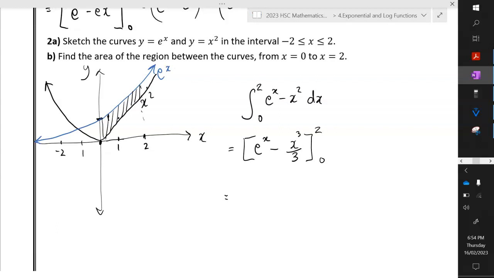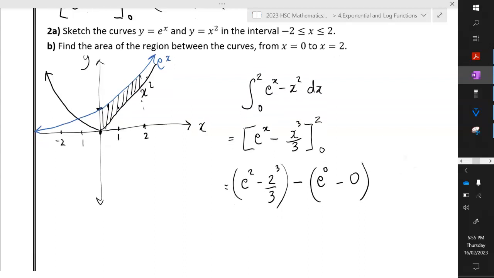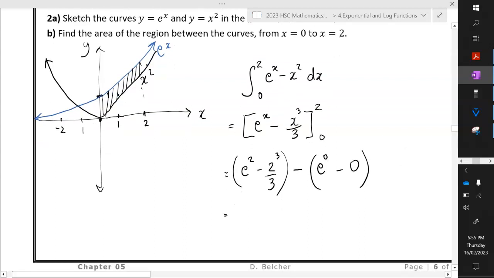Let's pop 2 in there. So we're going to get e squared minus 2 cubed on 3. That's our first part, that's the 2. Take away what we get when we pop 0 in. E to the 0 minus 0. I would like you to do that because what a lot of you are doing when you're popping a 0 in is just zeroing everything out. So you can see we don't get a 0, we get e to the 0, which is actually 1. So let's get this sorted.